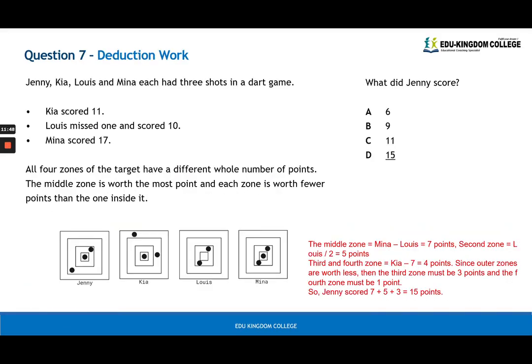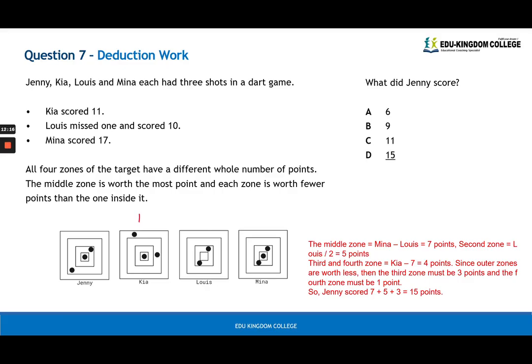Okay, so question 7, deduction work. Jenny, Kia, Lewis, and Mina each had 3 shots in a dart game. Kia scored 11, Louis missed 1 and scored 10, and Mina scored 17. All 4 zones of the target have a different point value, each a whole number of points. The middle zone is worth the most, and each zone is worth fewer than the one inside it. What did Jenny score? So we need to try and find how the scoring works, right?